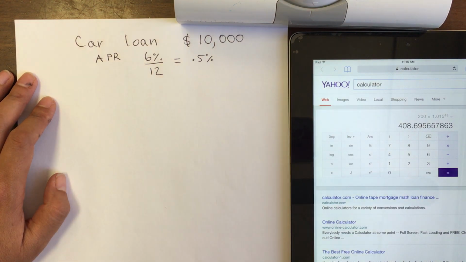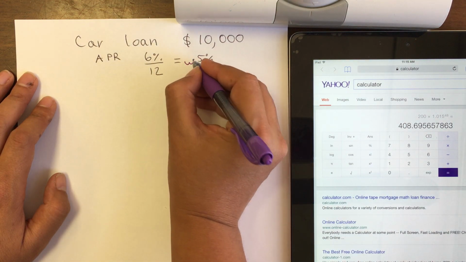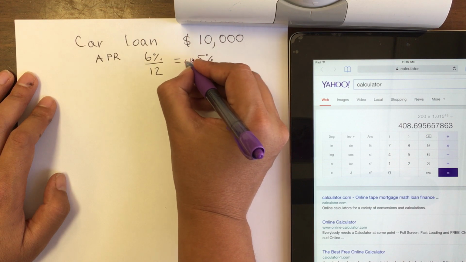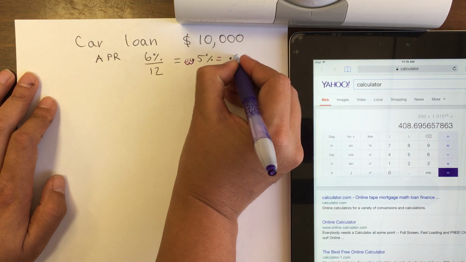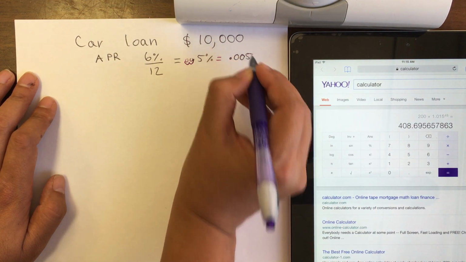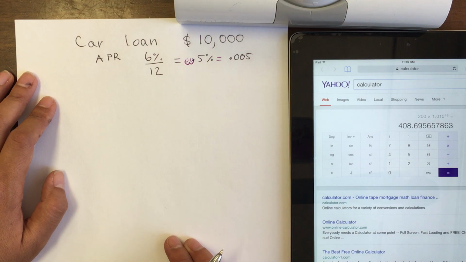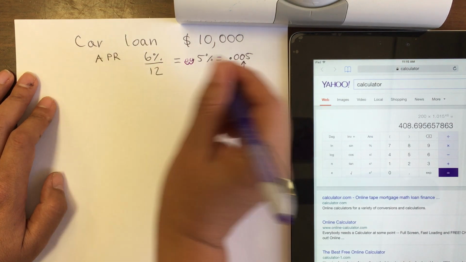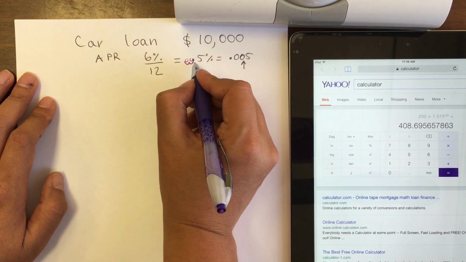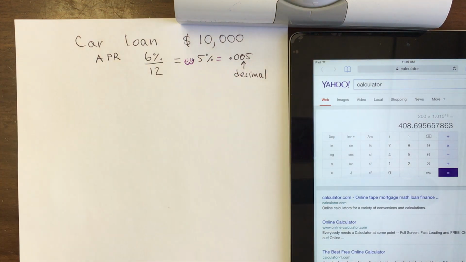0.5%. But then you need to find it as a decimal, and remember that we always go 2 spaces. Okay, so in decimal, it's going to be 0.005, because you go 2 spaces back. So as a decimal, the 6% per year, in 1 month is 0.5%. As a decimal, it's 0.005.